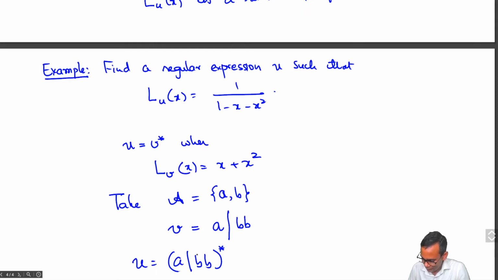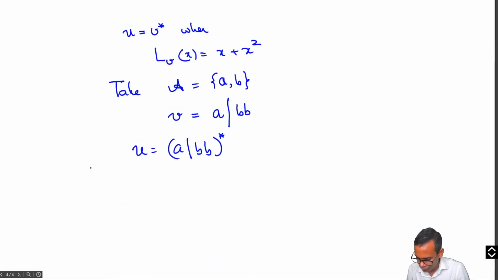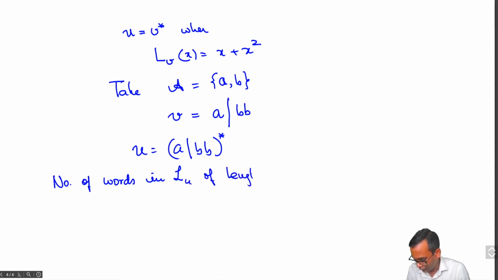And then you can see that this will of course have this generating function, just because a or bb has generating function x plus x squared, and this is V star, so it will have generating function 1 over 1 minus L_V(x). Okay, let's look at, so what's the number of words in L_U of length n, let's say f_n.